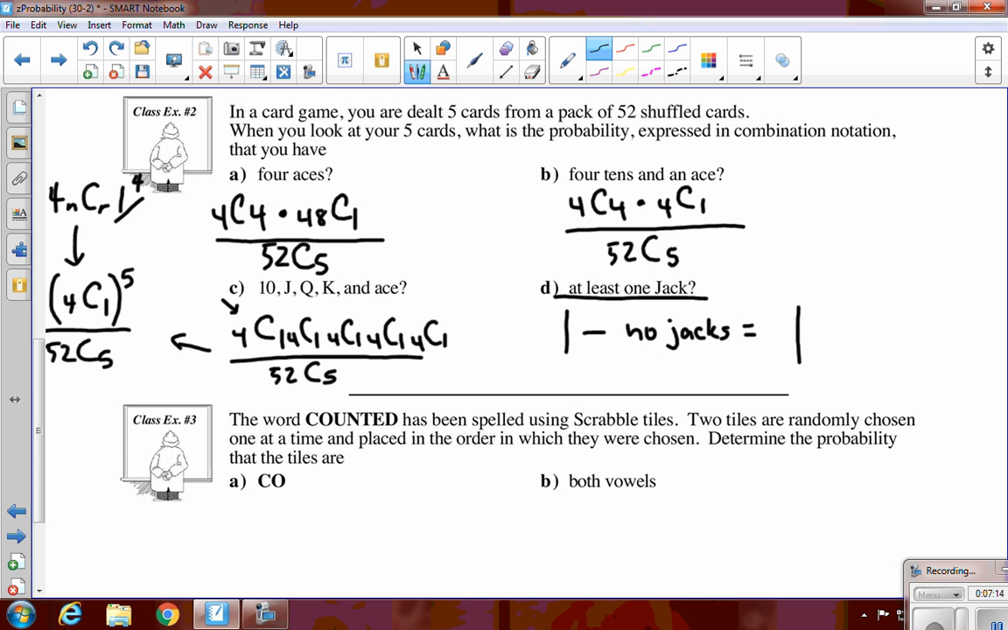So there's 1. No jacks out of a 52 choose 5 card hand. How many cards are not jacks? 48. And if I don't want any of them, so I'm going to say 48, and I just want to choose 5 of those. Whatever this number is would be the same thing as having at least one jack, because we're getting rid of that whole probability.